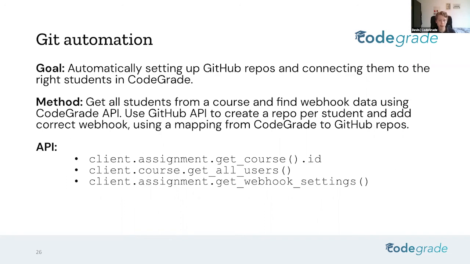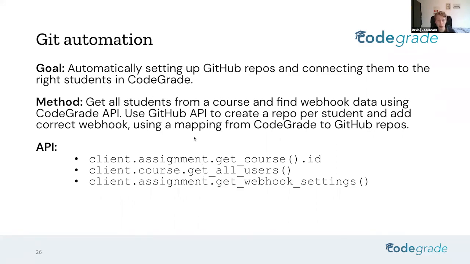And how they do that is they use the CodeGrade API to get all the students from their course and to find the webhook data for those students. So all the students have individual webhook data that can be used like this. There's also teachers that use this same script for groups, and they've rewritten it a little bit to make it work with that. That's also possible.